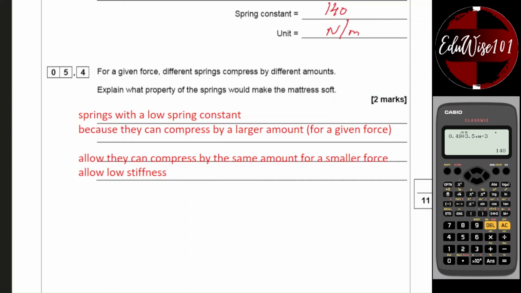That's the end of question 5.4. I'll see you in question 6.